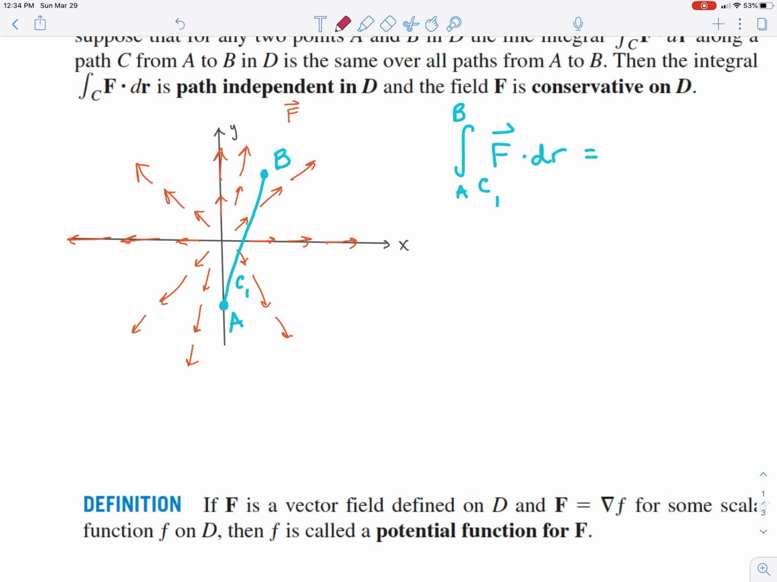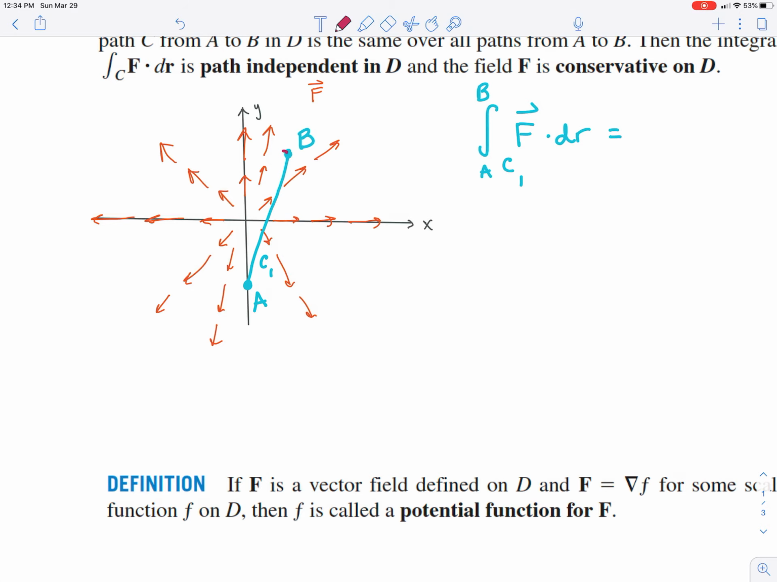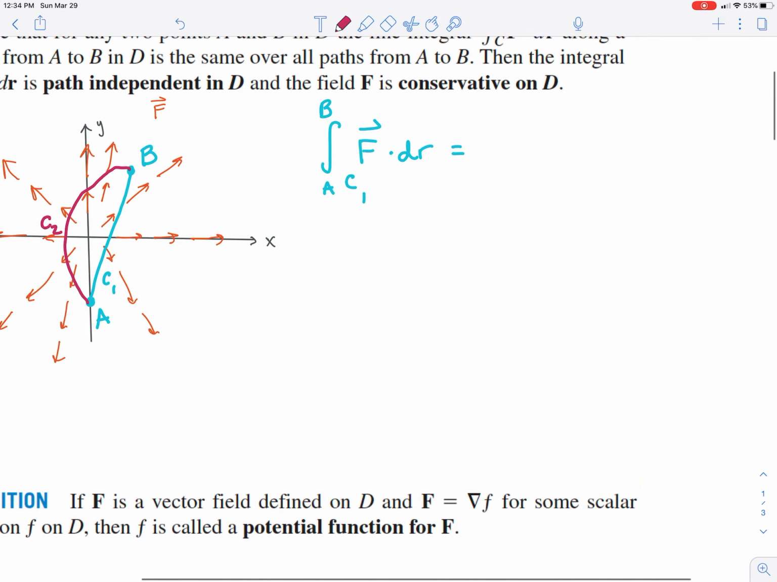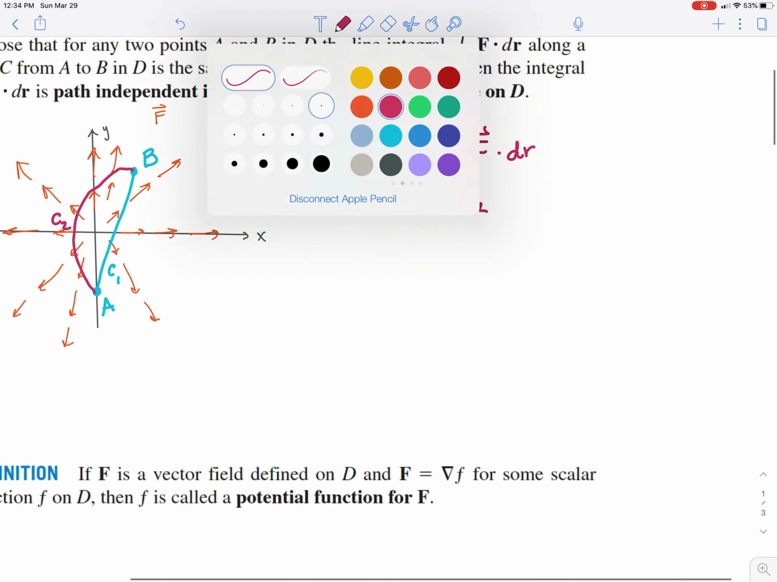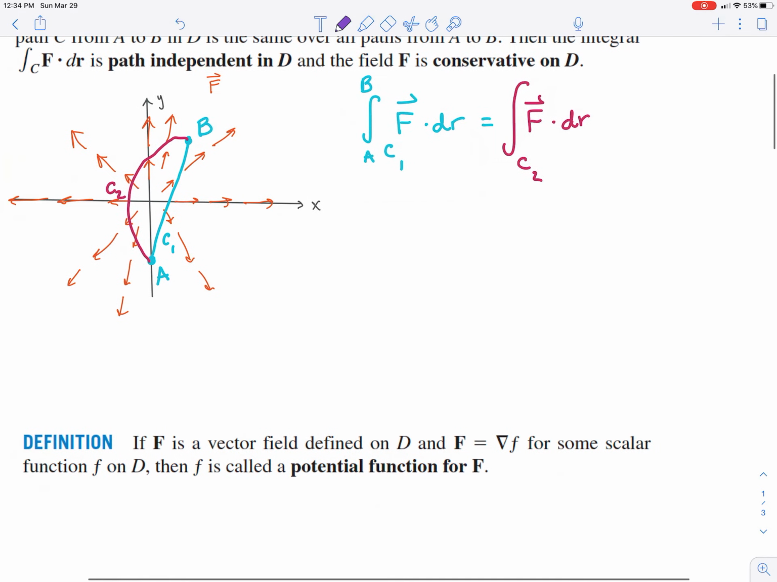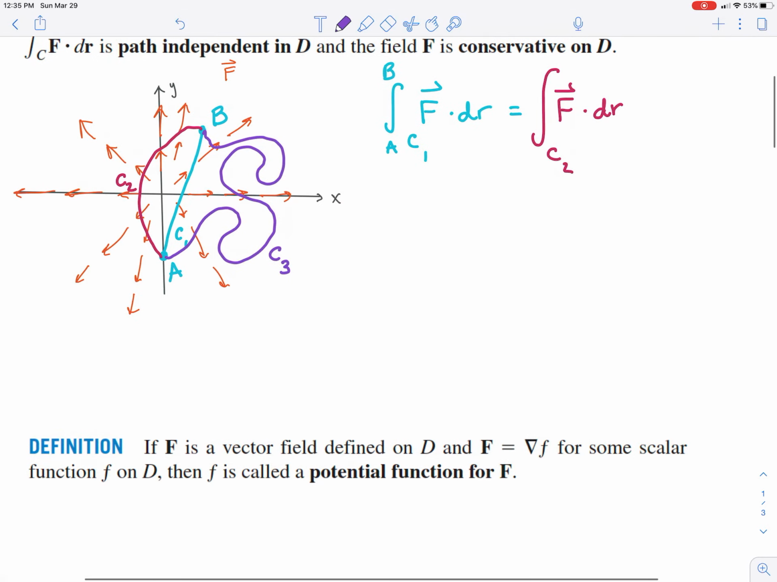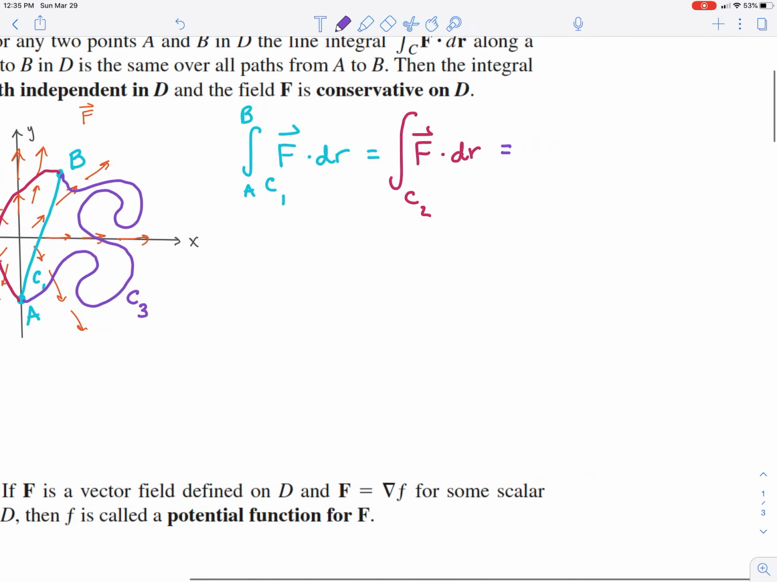So maybe I'll pick C2 to be this one. Maybe we take kind of a half moon shape. So maybe this is C2. That's going to be the exact same integral as the line integral along C2 of this vector field. And we can pick any other path. So maybe we'll do one that comes over here and does that. Maybe that's a third path we could take that joins the points A and B. So the evaluation of the line integral along C3 through that vector field would be exactly the same.